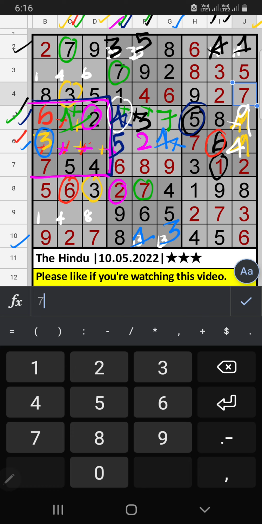4th row, 2 numbers are remaining, 8 and 9. Column D, we already have 9. So 9 can't come in the cell. 9 is confirmed here. Then 8 is here.